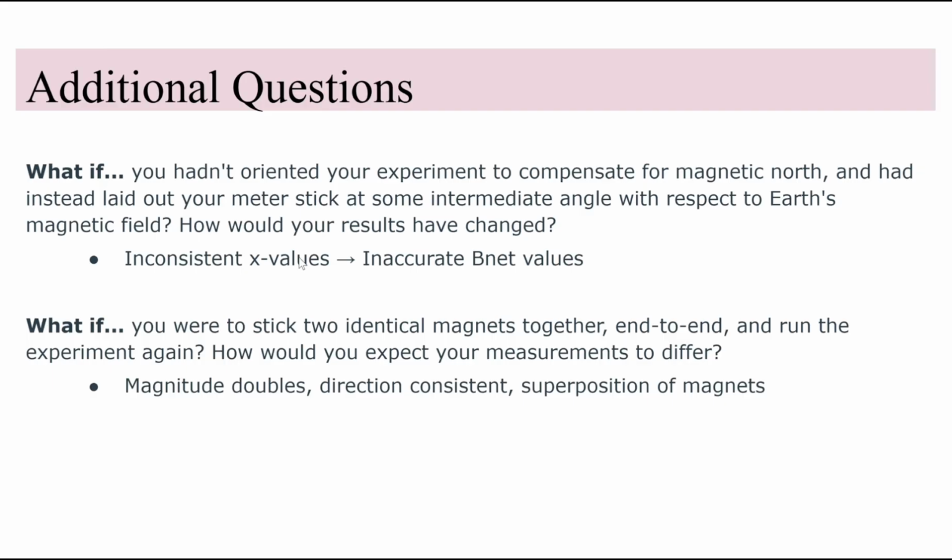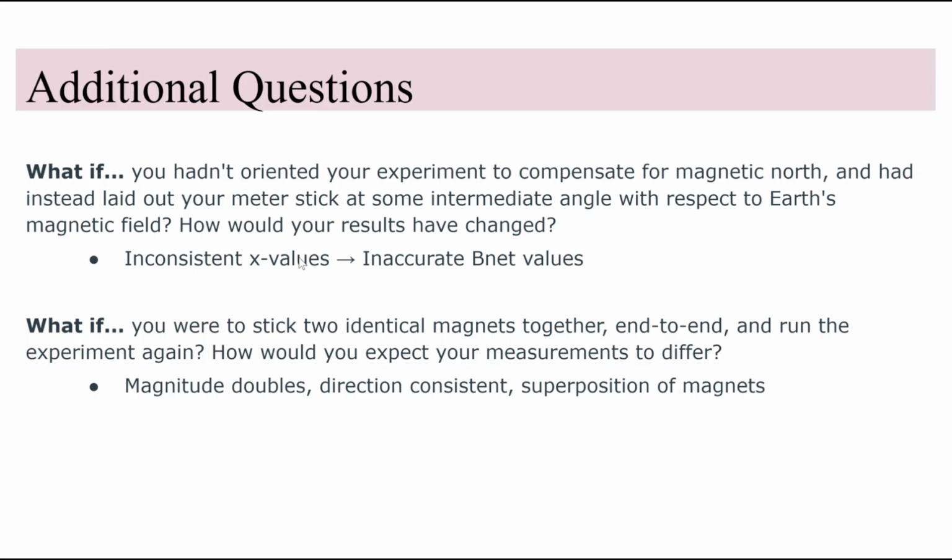So, to conclude, let's first address the what-if questions. First, what if I hadn't oriented the experiment to compensate for magnetic north, if the phone was stuck at an intermediate angle? The Earth's magnetic field would have contributed to the x component of the readings, and this would have led to an inconsistent B of x value and an inaccurate calculation for n and mu.